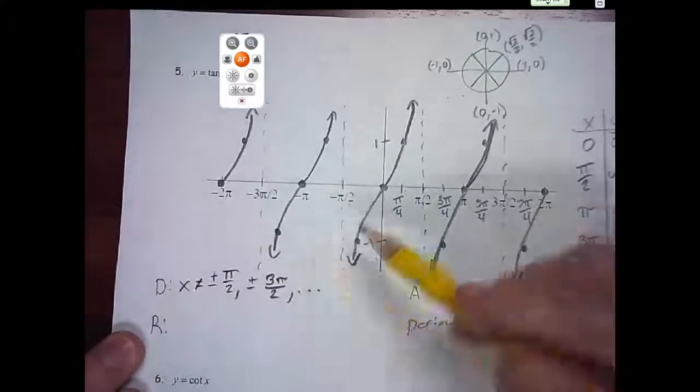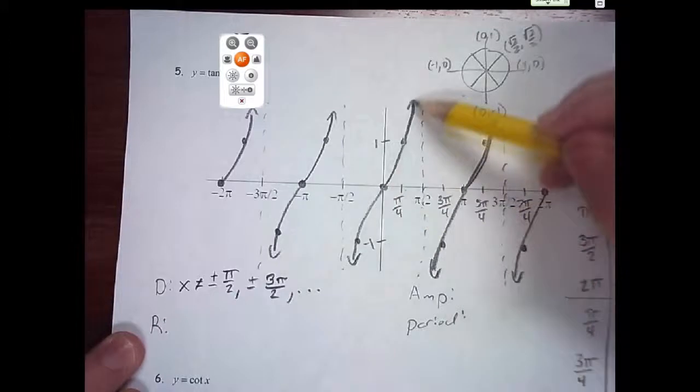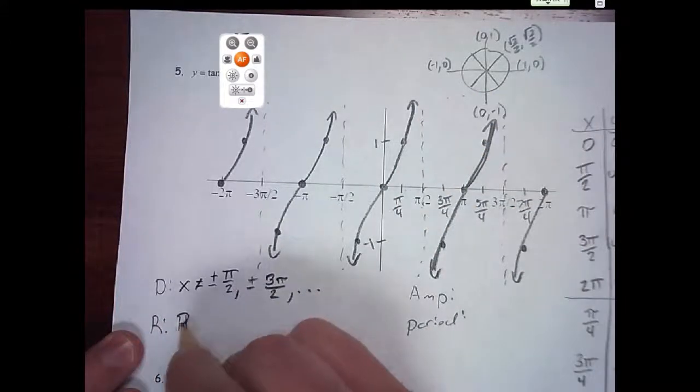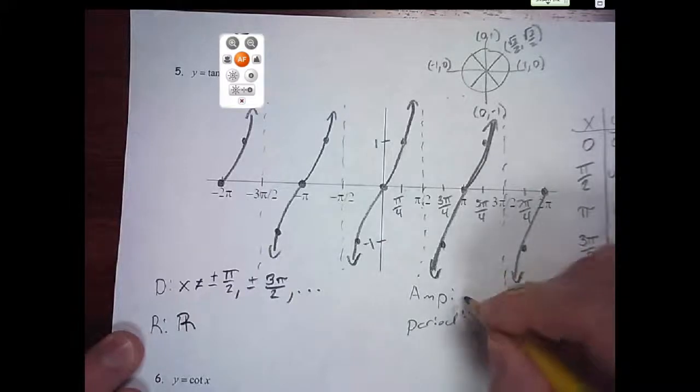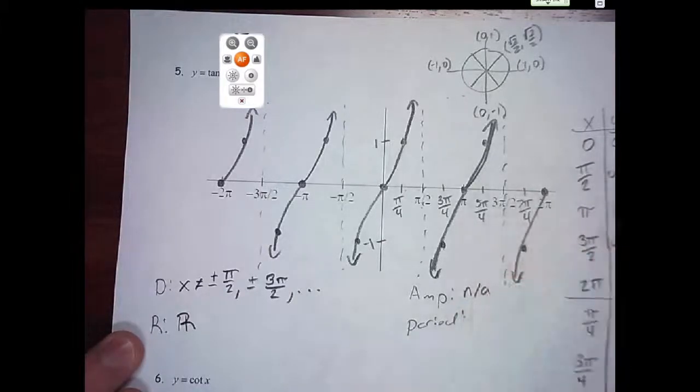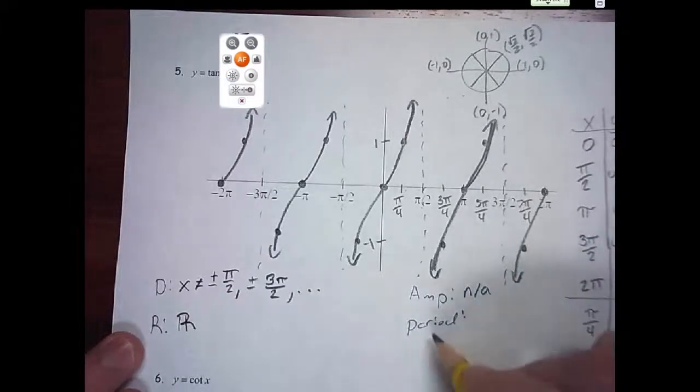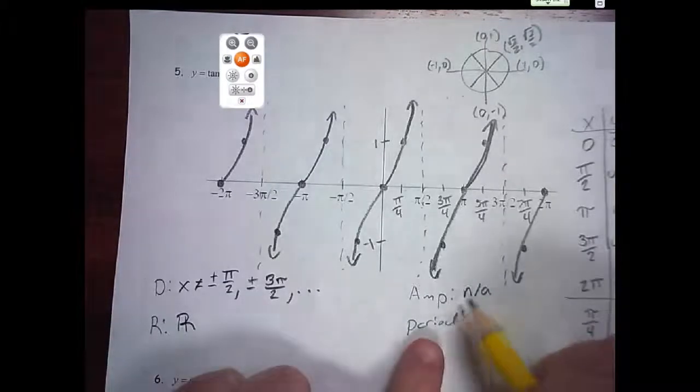The range, well look, it's going down forever and up forever. So that's all real numbers. The amplitude, this is not a wave, so it's NA. Okay. And the period, where does it actually start repeating itself?